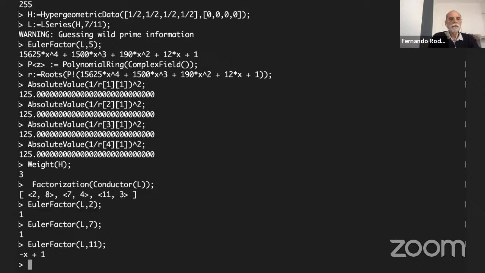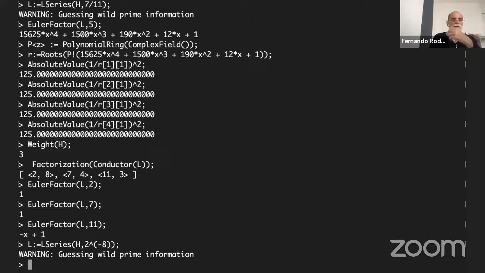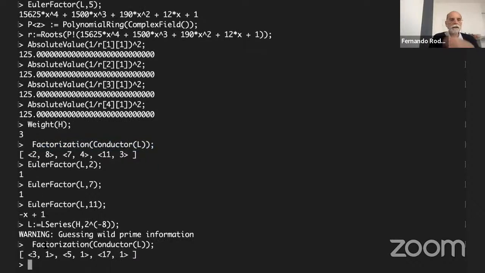That choice of little t is way too big to do much else. So let me change the conductor to something smaller. I pick little t to be 2 to the -8. And now if we compute the conductor of this new L series, we see that it is in fact 255. It only involves these primes 3, 5, and 17.